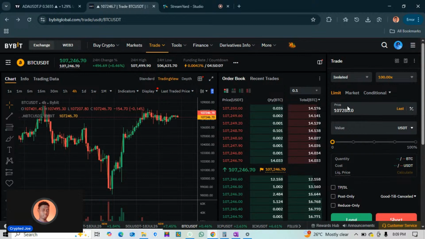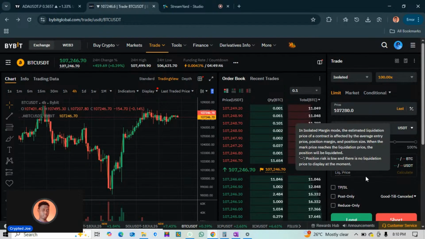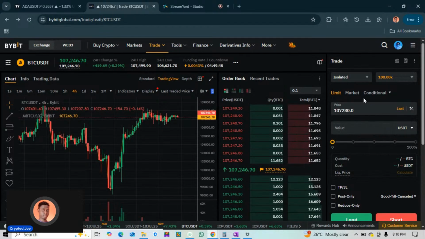So isolated is using part of your main balance to enter a trade and risking some of it on that trade. For example, if you didn't set a stop loss, you just lose that part of the amount they took from your balance to enter the trade. The whole of it is what you lose, not the whole of your balance. The one they took from your balance is the whole amount that you lose on that trade. That is that for isolated. Like the name implies, isolated, like separated from something.